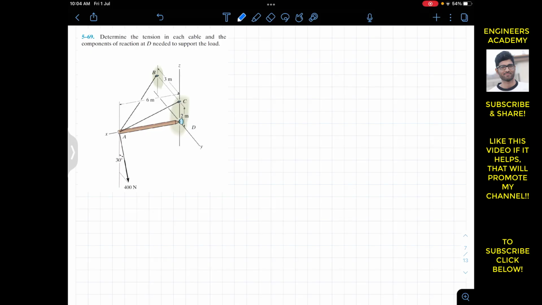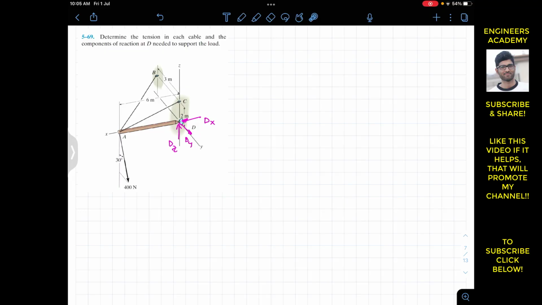So at D we will have three reactions. The ball and socket joint cannot support the moments, so it cannot provide the moment reactions. So we will have three reaction forces at D. So we will have Dx, we will have Dy, and we will have Dz.